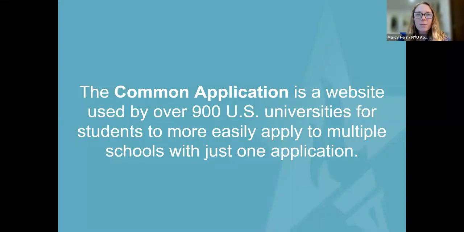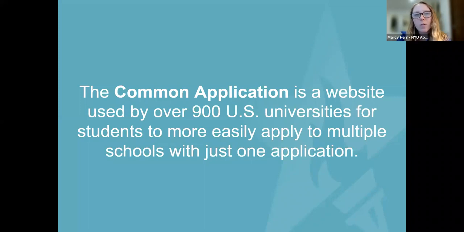So to begin, the Common Application is a website. If you're not familiar with it, it's commonapp.org. And the beauty of the Common Application is that you can actually use one university application to apply to over 900 different US universities. Obviously, I wouldn't recommend you apply to that many, but the point is it really makes your life as a student easier, because instead of needing to input the same information into your application again and again, you just create one application that you're able to then send to multiple schools.